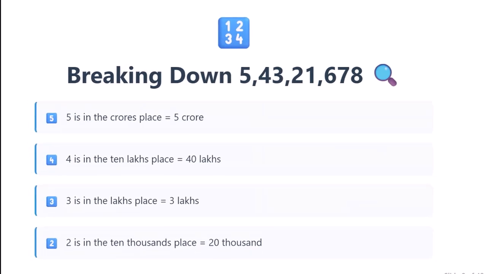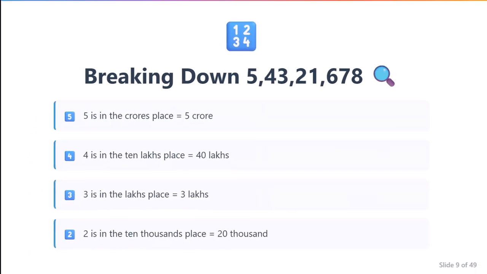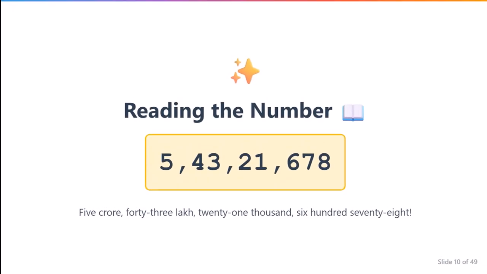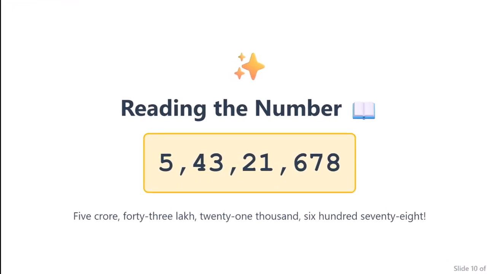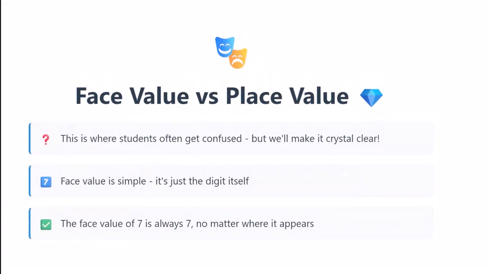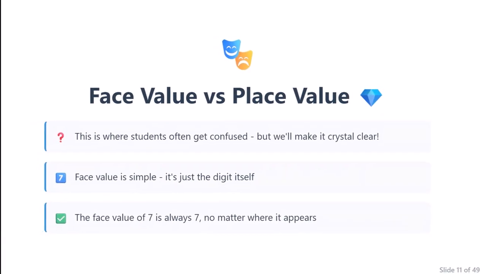Let's take the number 5,43,21,678. The 5 is in the crores place, which equals 5 crore. The 4 is in the 10 lakhs place, which equals 40 lakhs. The 3 is in the lakhs place, which equals 3 lakhs. The 2 is in the 10,000s place, which equals 20,000, and so on. So we read this as 5 crore, 43 lakh, 21,678.